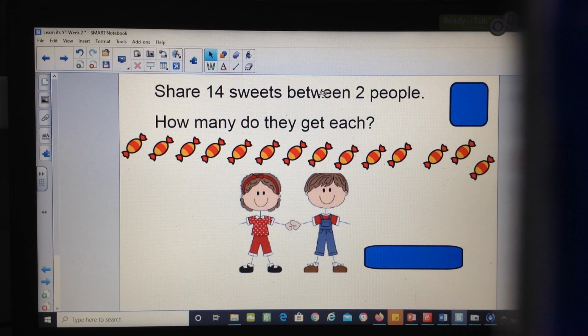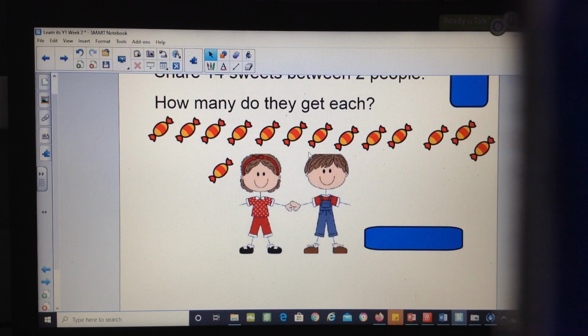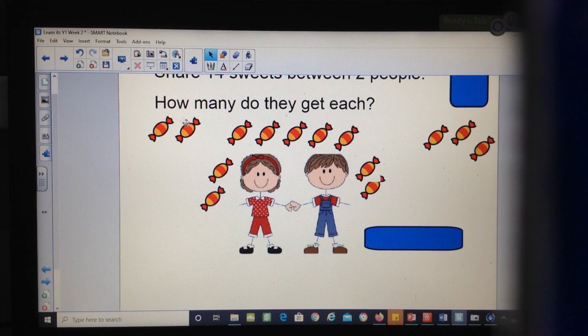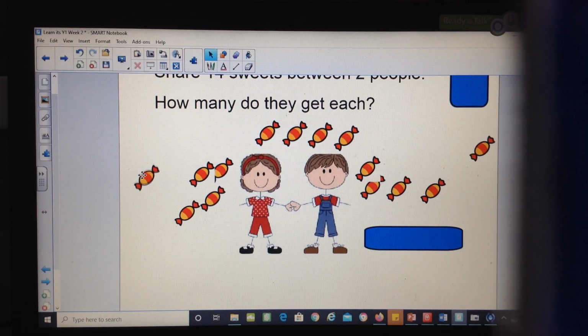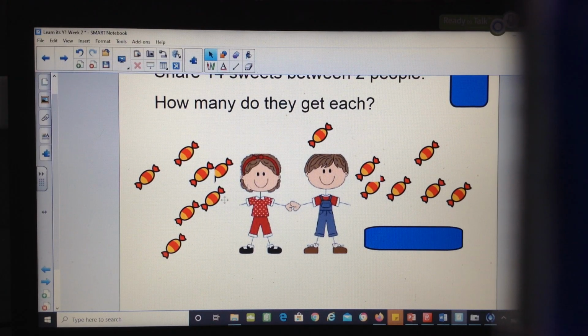Share 14 sweets between 2 people. How many do they get each? Well, we could do it the slow way. We could do 1 for you, 1 for you, 1 for you, and so on, one at a time. But goodness me, didn't that take a long time?